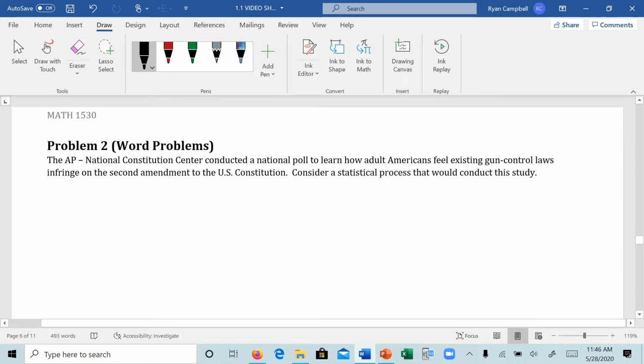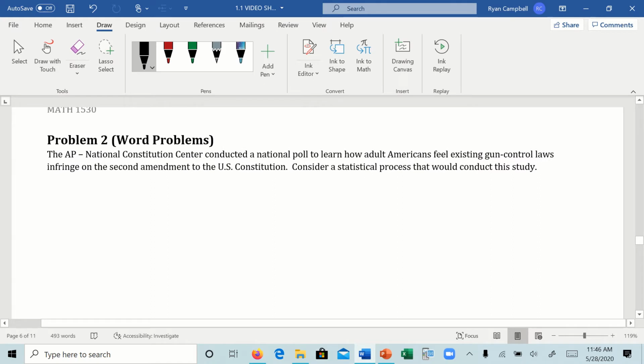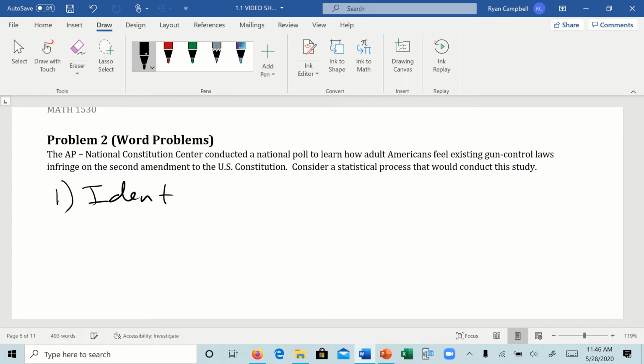Problem number 2. The AP National Constitution Center conducted a national poll to learn how adult Americans feel existing gun laws infringe on the Second Amendment rights. Consider a statistical process that would conduct this study. So, first things first, we identify the problem or the objective.